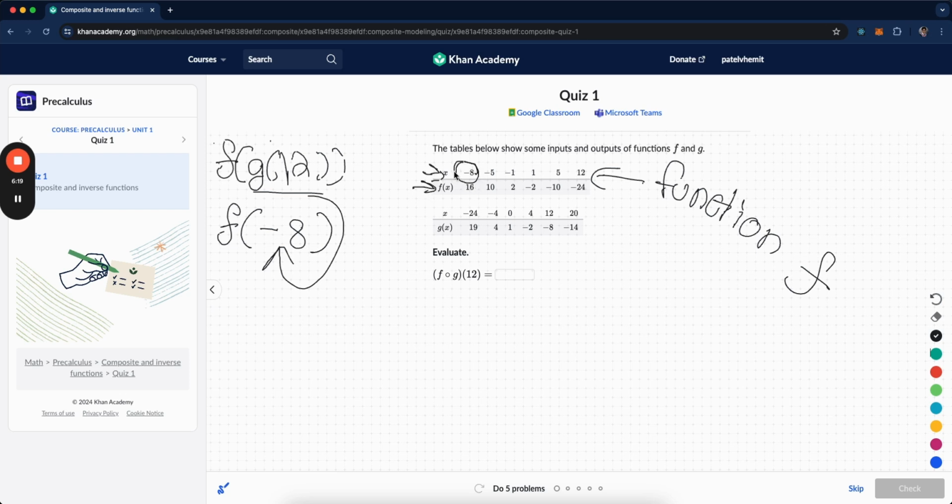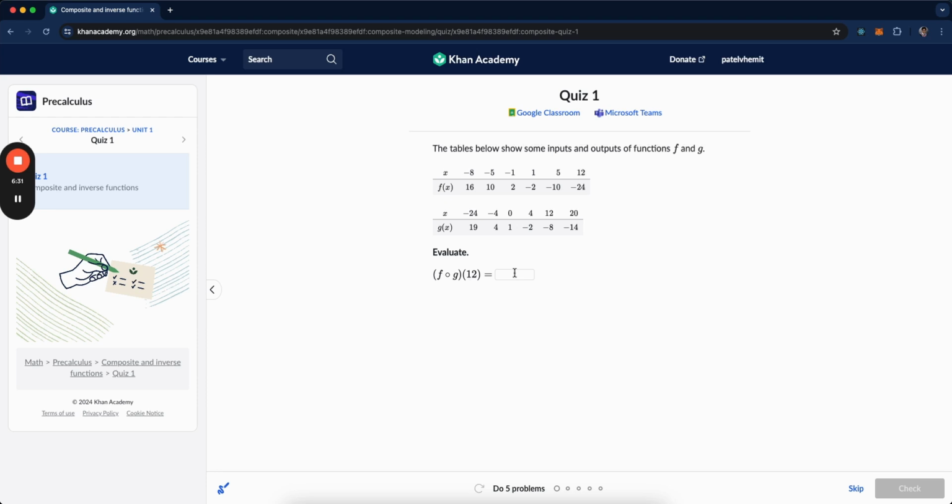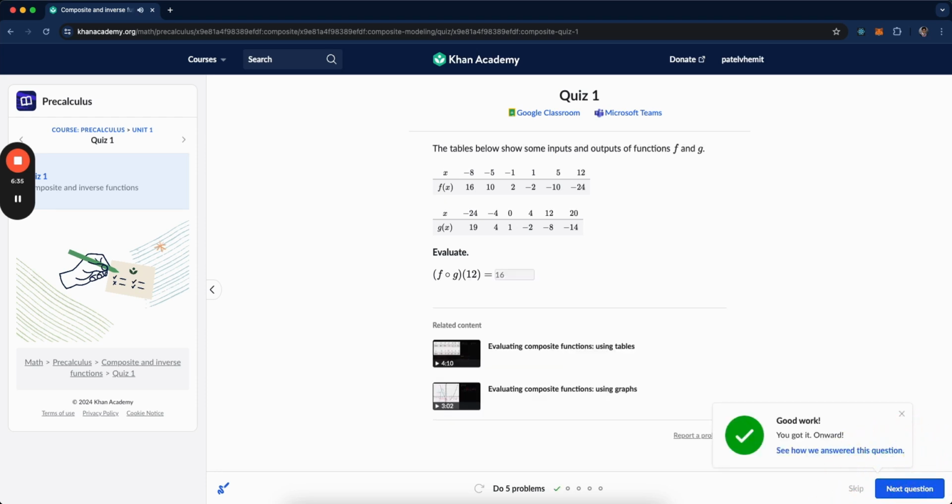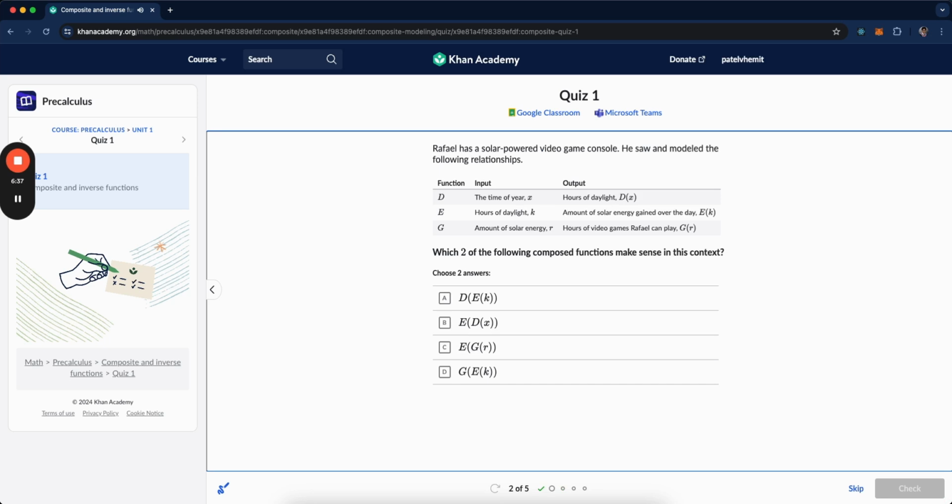So when the input is negative 8, we get an output of positive 16. So the answer is just going to be 16 simply. Now if I go here, type in 16, you'll see we get it correct. Moving on.